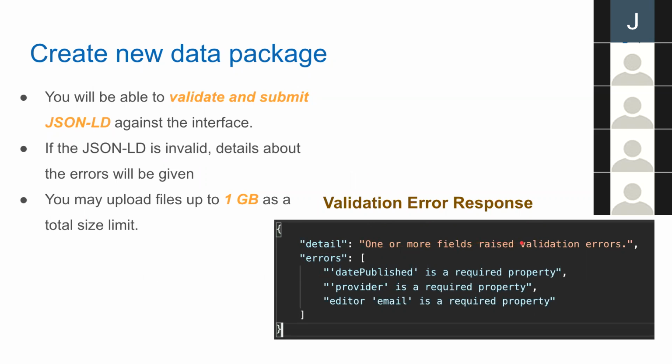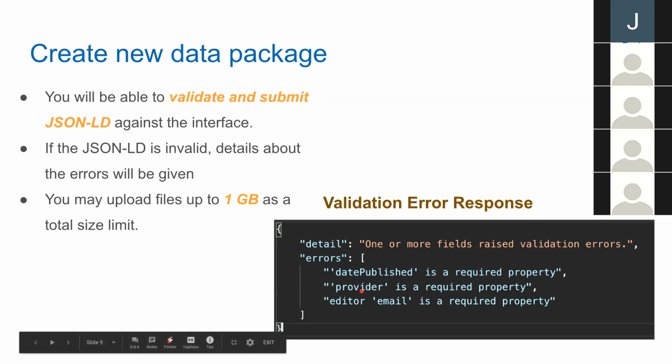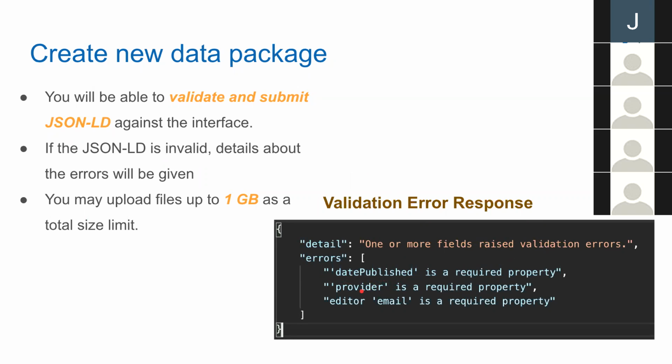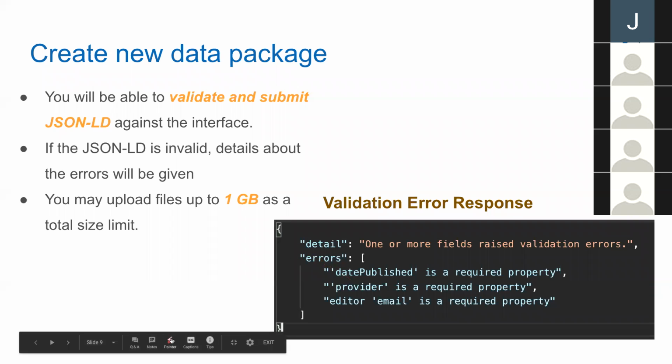It's telling you that we have one or more fields that have raised validation errors. So in this case, we have date published as a required property, provider and editor email as a required property. For me, of course, I've built this, so I know exactly what that means. But through looking at the OpenAPI schema, as mentioned in the previous slide, you are able to figure out what does date published really mean? What does a provider need to entail? And hopefully fix these errors to make submission a breeze. Again, 1 gigabyte file size limit.